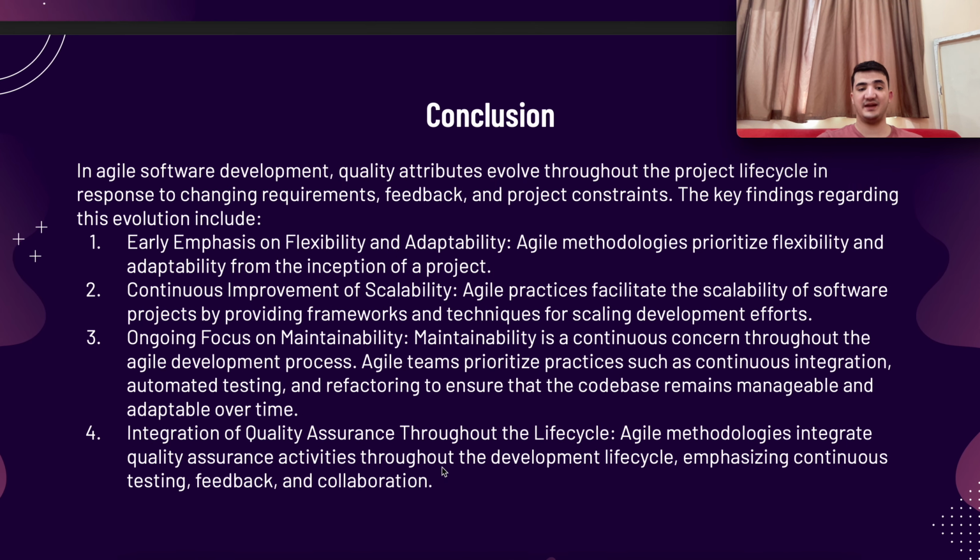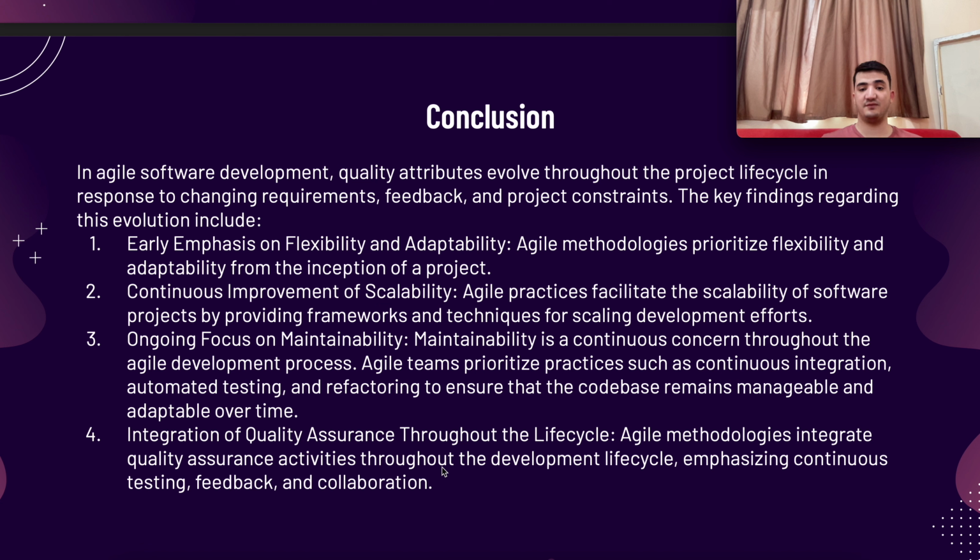So in conclusion, in Agile software development, quality attributes evolve throughout the project lifecycle in response to changing requirements, feedback, and project constraints. The key findings regarding this evolution include an early emphasis on flexibility and adaptability, because Agile methodologies prioritize flexibility and adaptability from the very start of the project. Additionally, continuous improvement of scalability: Agile practices facilitate the scalability of software projects by providing frameworks and techniques for scaling development efforts.